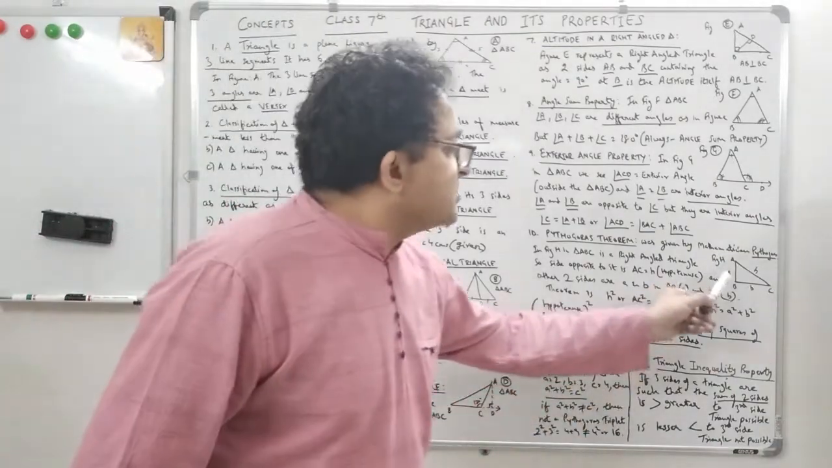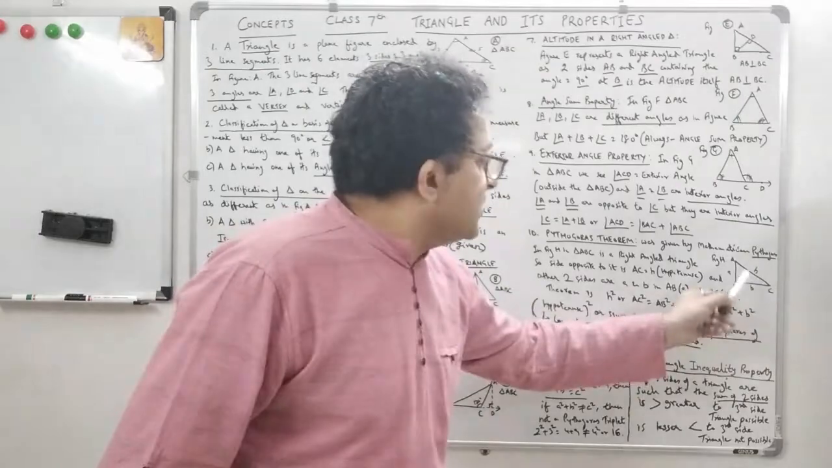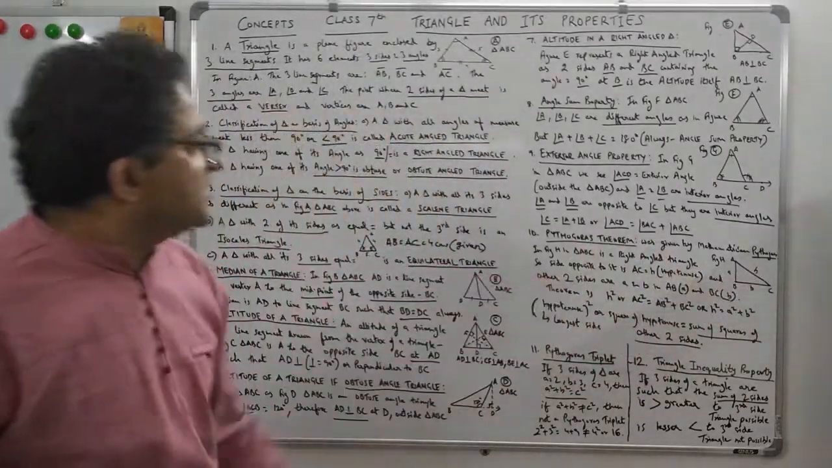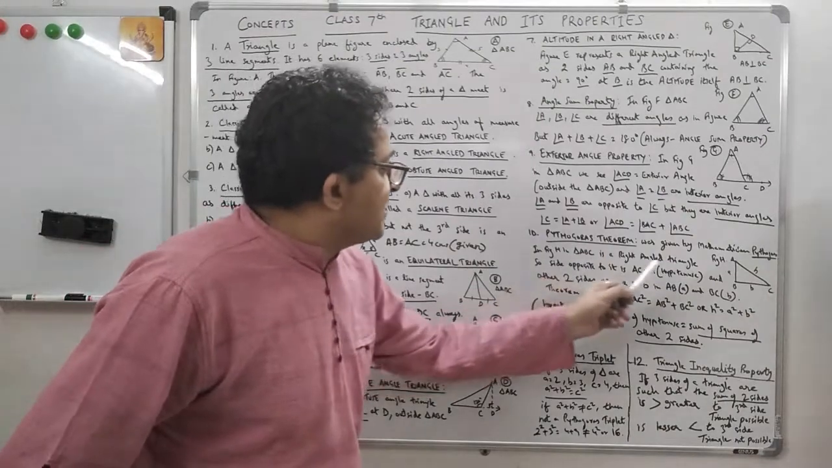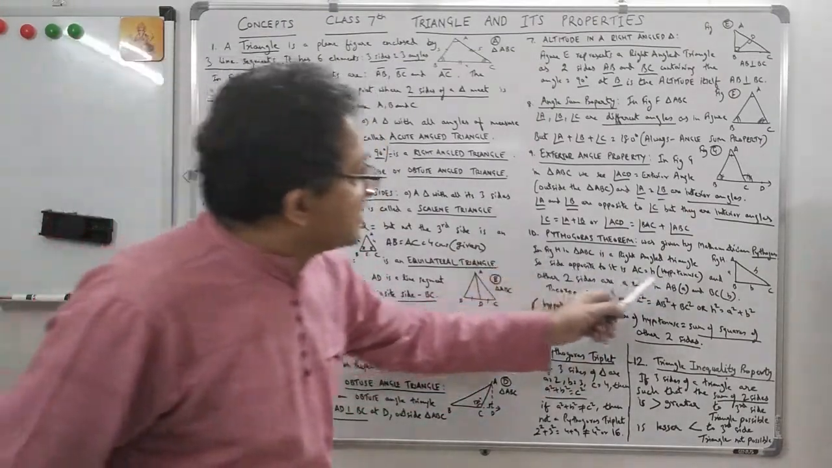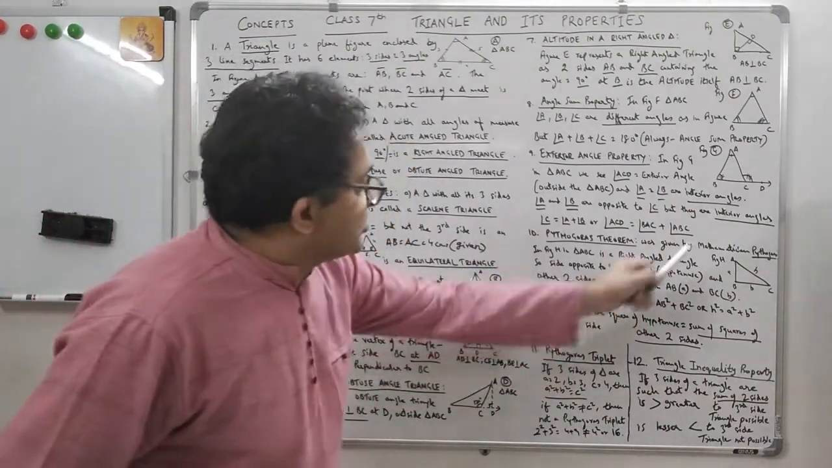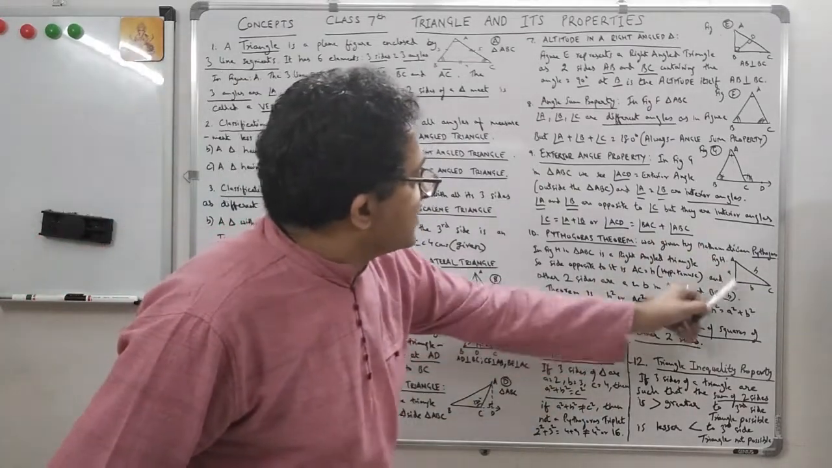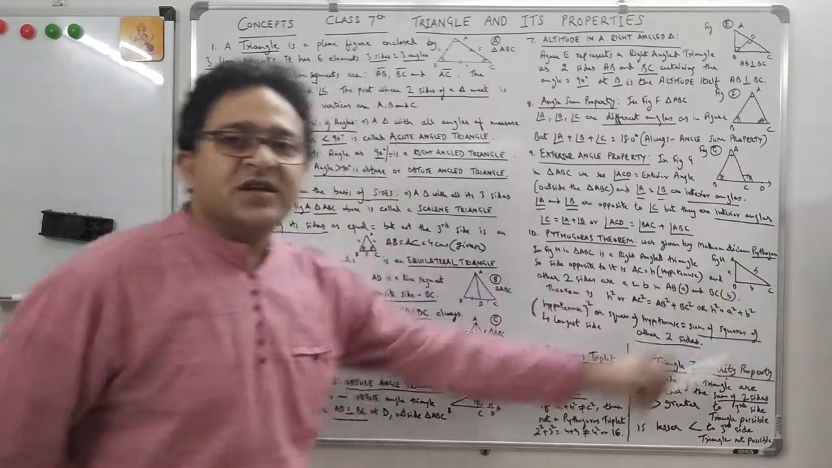So in figure H, ABC is a right angle triangle at angle B. Angle ABC is 90 degrees. So the side opposite to it is H, which is the hypotenuse, and the other two sides are AB and BC.